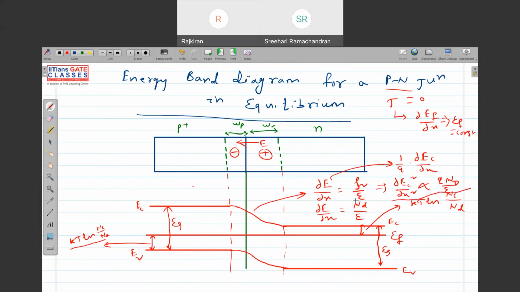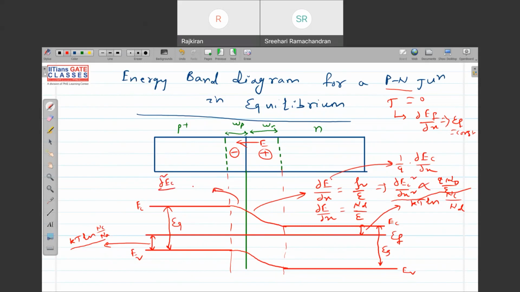So the curvature of the conduction band: d squared EC by dx squared is nothing but curvature, right? The double derivative of any function gives you the curvature. The more the double derivative, the more the curvature. Similarly, in the P side, I will write the same equation.